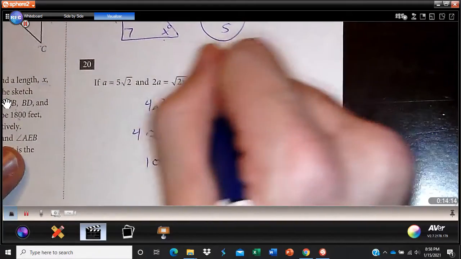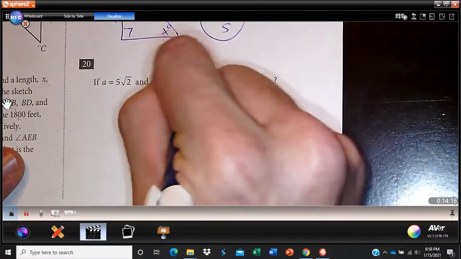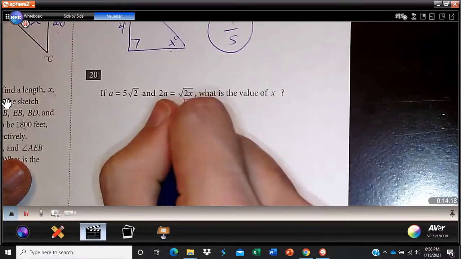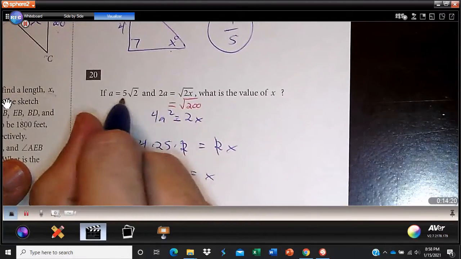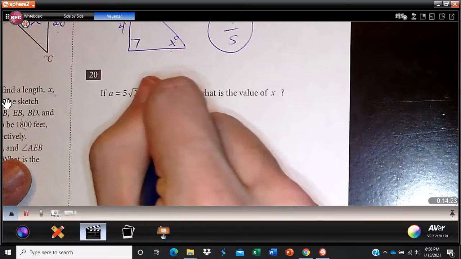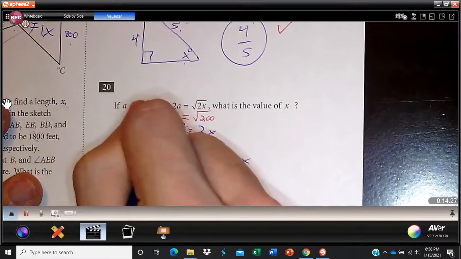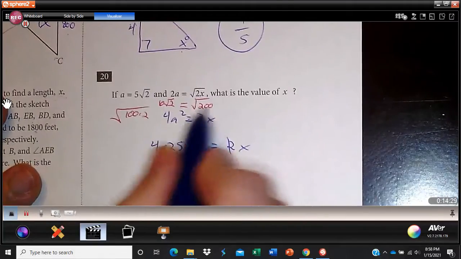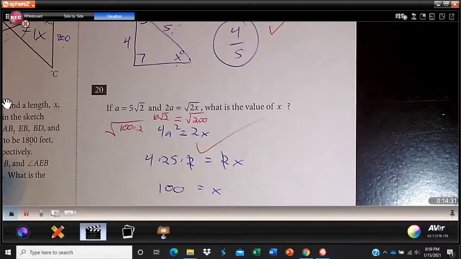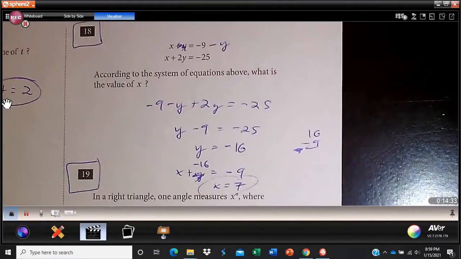Okay, so let's actually plug that in. So this is the square root of 200 on the left side if x is 100, and then that's equal to 2a, so that's 10 root 2. I can put the 10 onto the square root by squaring it, so that's 100 times 2, and well, that's equal to 200 obviously, so that works out. And now I'm going to check this one.